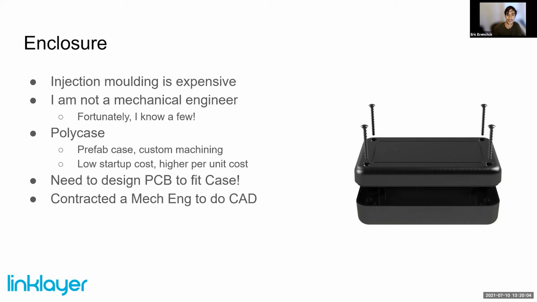I'm not good at CAD or mechanical engineering, so what I did is I called up a friend who is, and we settled on this company called Polycase. They do prefab cases and then they do custom cutouts. Now, if you're building at low volume, this is going to be the way to go, just because the startup cost for it is $100 and the per unit cost is, well, not cheap, but not ridiculous. Whereas with custom injection molding, you have a very high startup cost, but then your per unit cost goes way, way down.